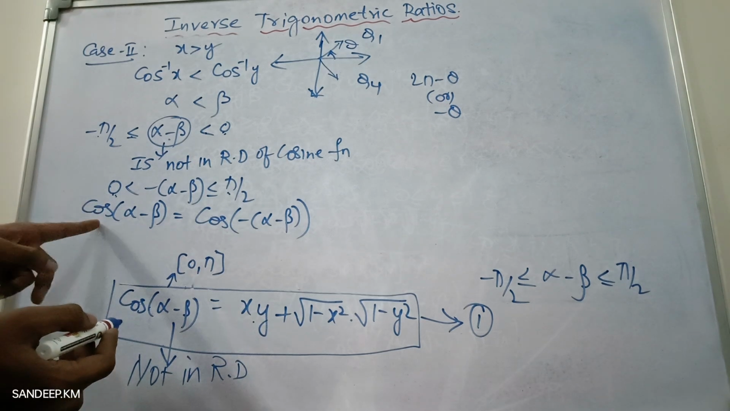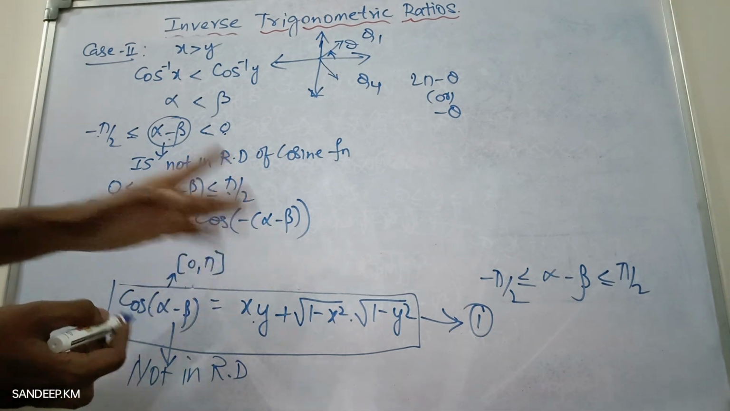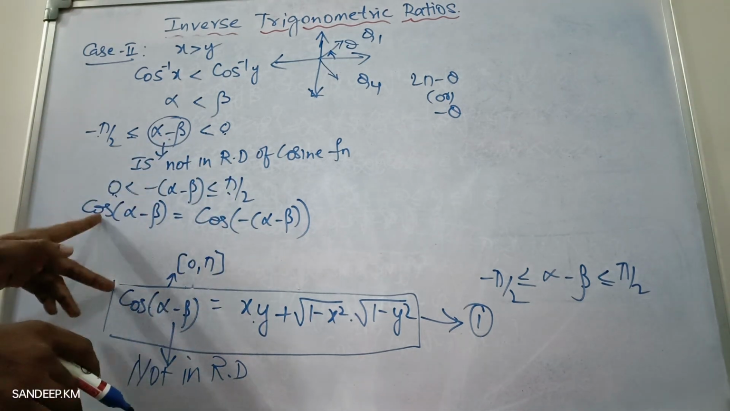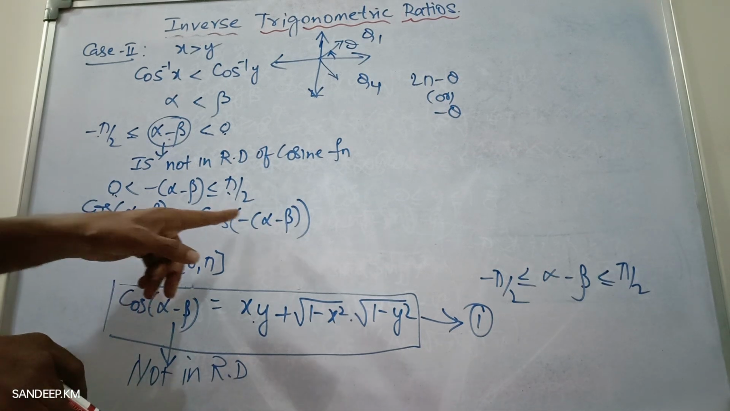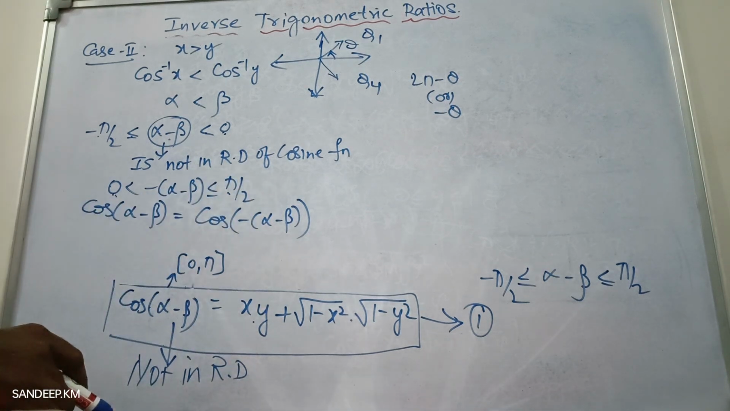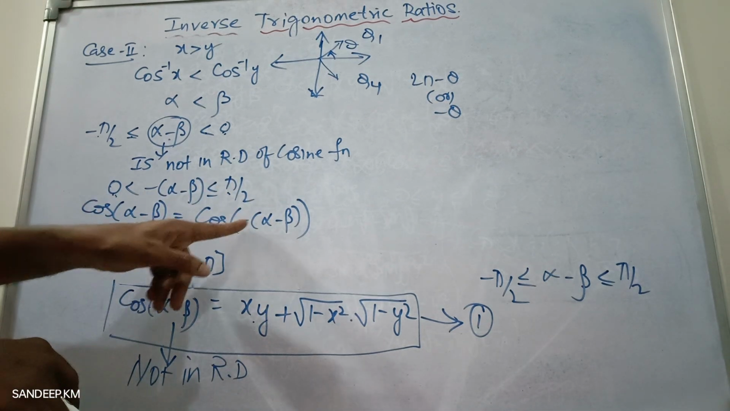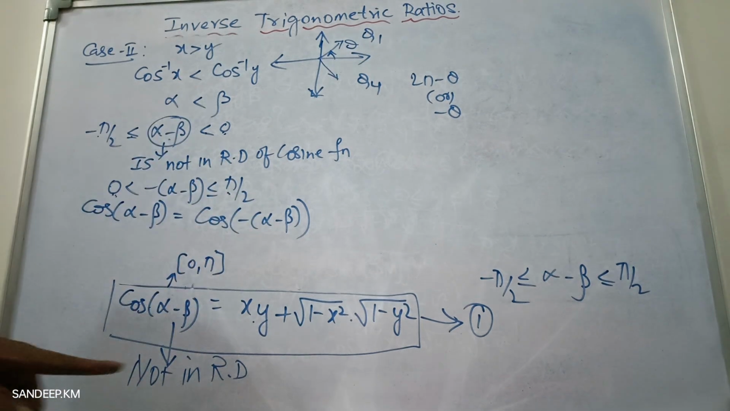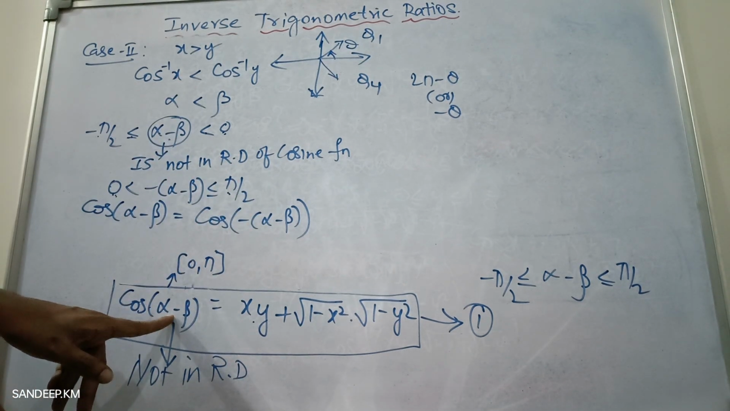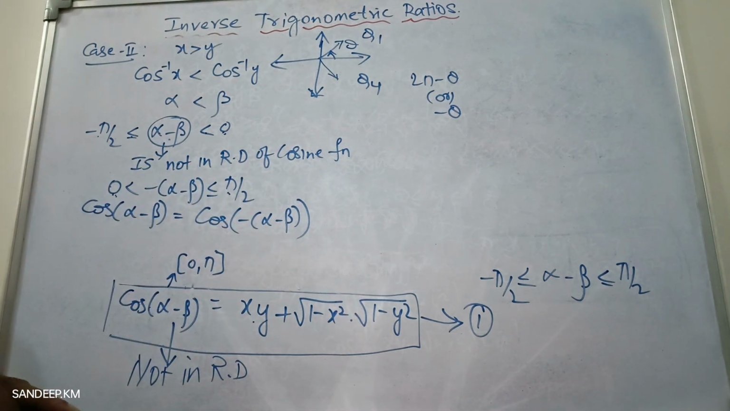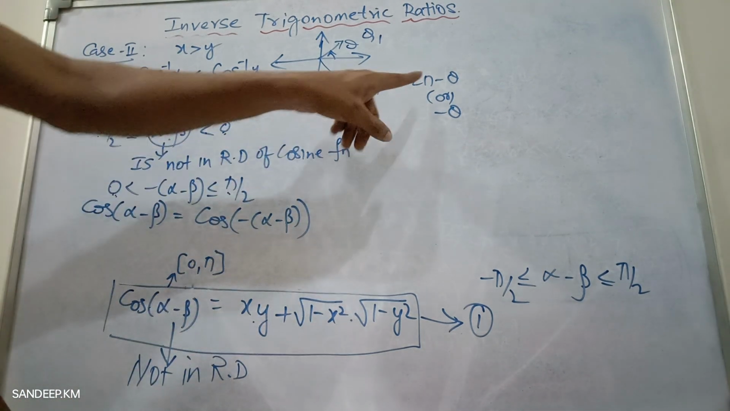That means what? We know that cos theta is equal to cos of minus theta. Correct or not? Similarly, cos of alpha minus beta means cos of minus of alpha minus beta. Cos theta is equal to cos of minus theta. That is what I have written. LHS is there, right? Cos of alpha minus beta. Instead of writing cos of alpha minus beta, I wrote it like this. You can try this also.